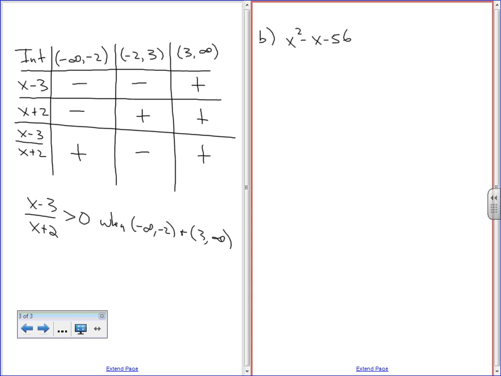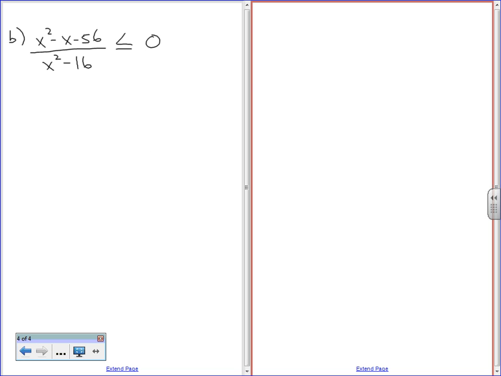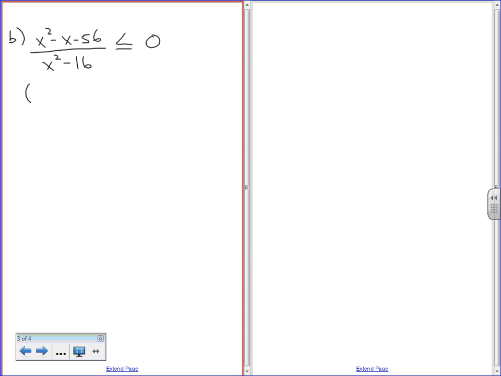So the same question, just a harder function. So I want to know when is x squared minus x minus 56 divided by x squared minus 16 less than or equal to 0? Okay. Whenever you're solving a rational expression that can be factored, the first thing you should do is factor it. Okay, so before you begin to do anything else, factor it. It's an easy trinomial. On the top and on the bottom, I have a difference of squares.